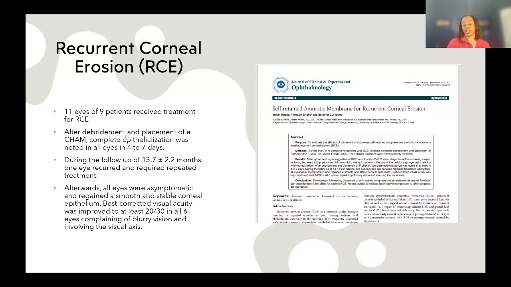So I do want to challenge everyone to think about amniotic membranes for these RCE patients, because some of them truly are suffering. They kind of live on edge, not knowing how they're going to wake up. So doing this could really change the trajectory of their life.